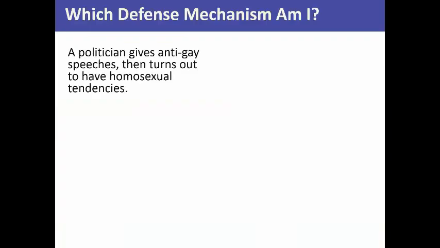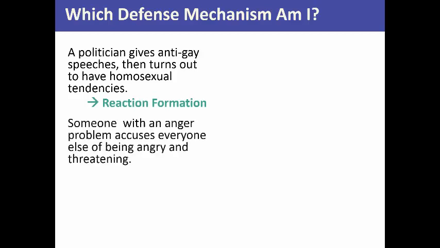So here we can guess the defense mechanism. A politician gives anti-gay speeches and turns out to have homosexual tendencies. Did you guess reaction formation? I've actually seen that. Someone with an anger problem accuses everyone else of being angry and threatening. Correct, it is projection.